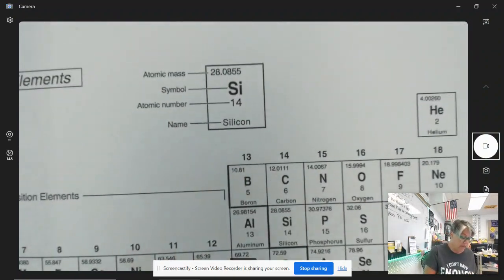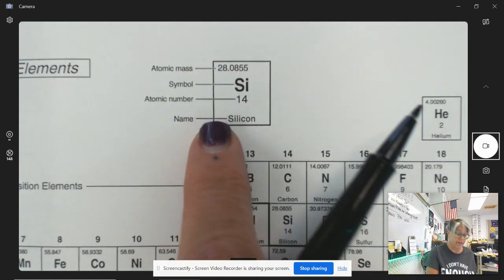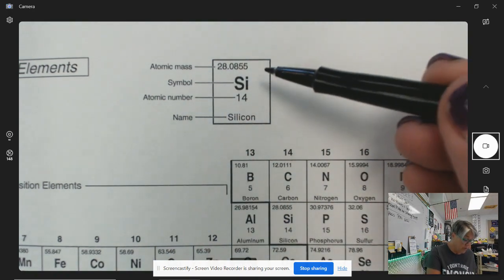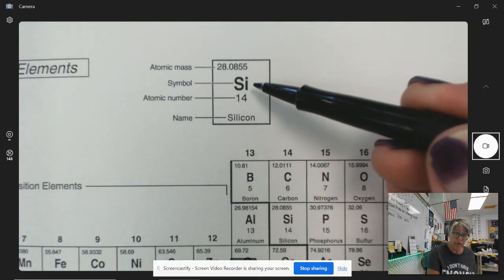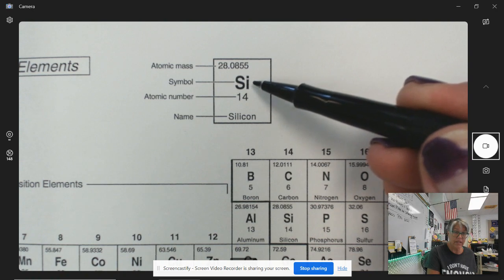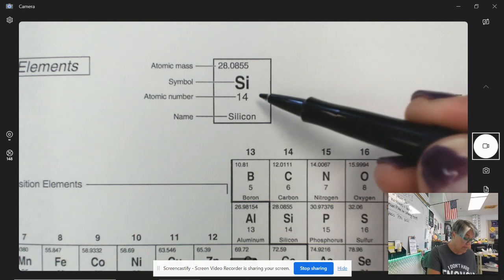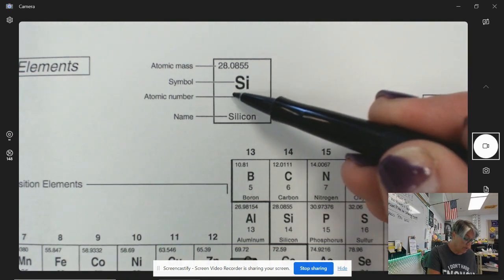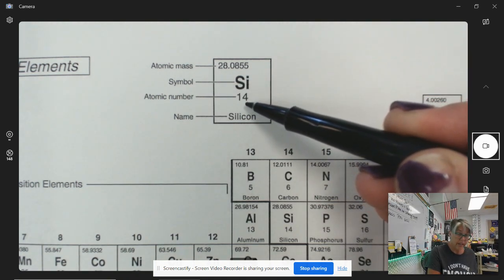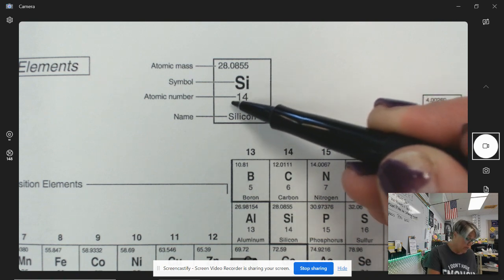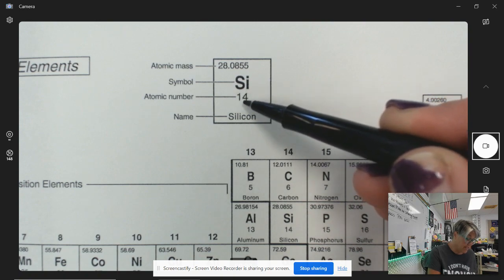And as we evaluate each one of these squares, we've pretty much covered that this is a symbol for an element. The name of the element is here. The atomic number is the whole number below the element. The atomic number is also known as the number of protons. These would be the number of protons in the nucleus. You can also use this as a guide to atomic size.